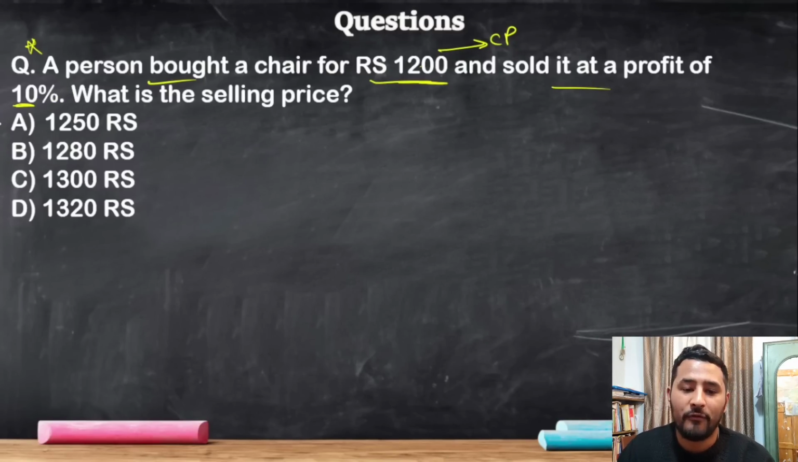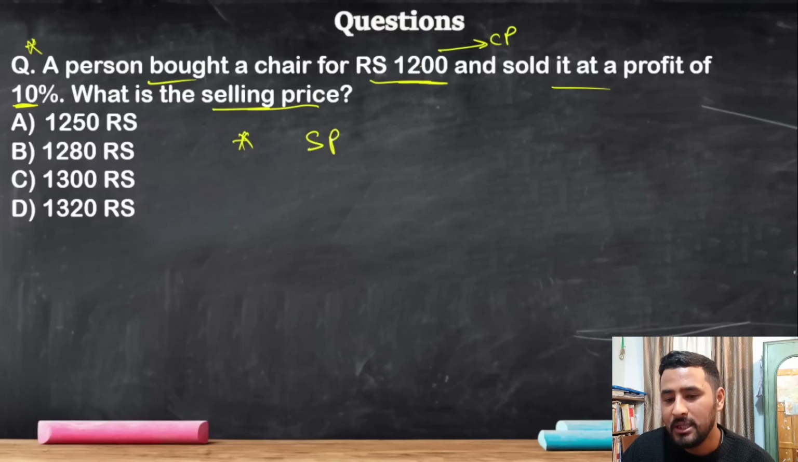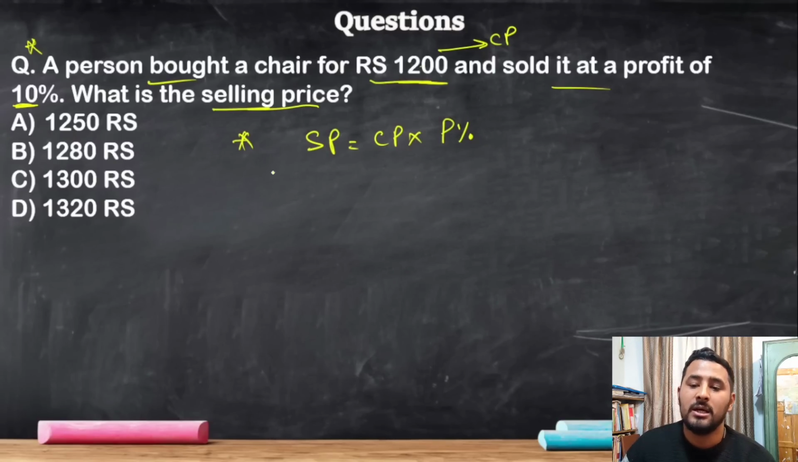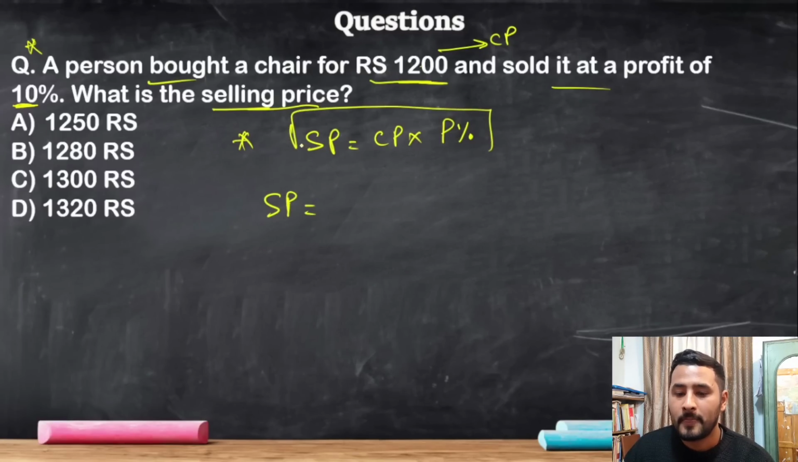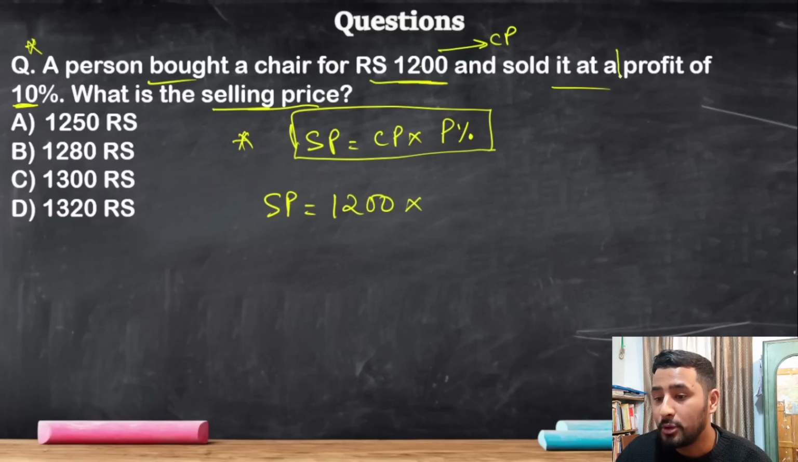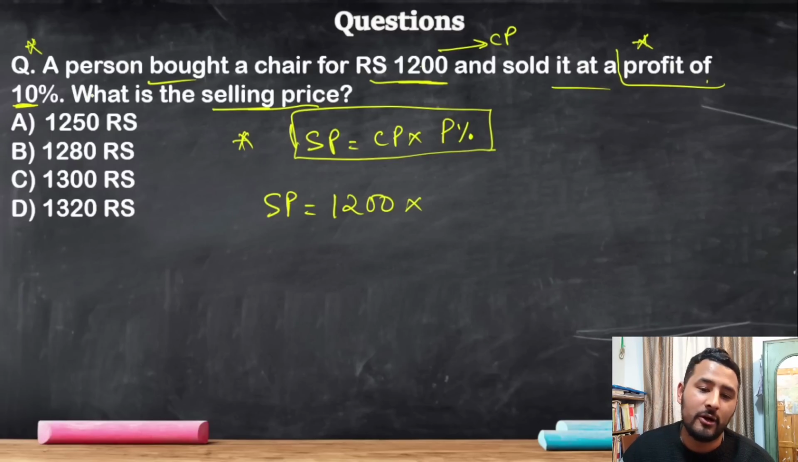See the question, profit percent is 10%, okay? What is the selling price? What will be the selling price? Remember, I have given one formula, SP equal to CP into profit percent, or if it is a loss percent, you can write loss percent. Now just put in this one, SP is equal to CP, which is given as 1,200, into, now profit, can you see this part? Profit, important, okay? Profit of 10%.